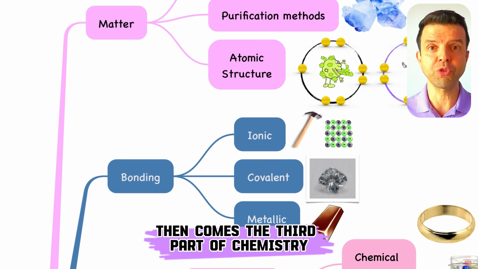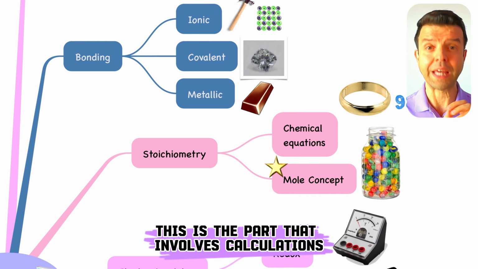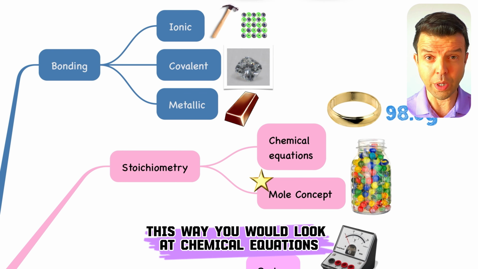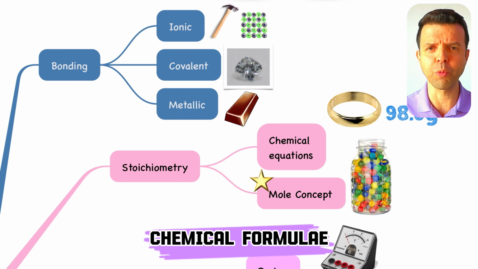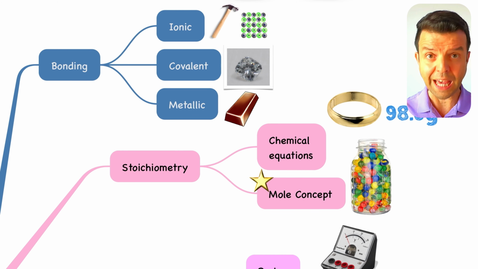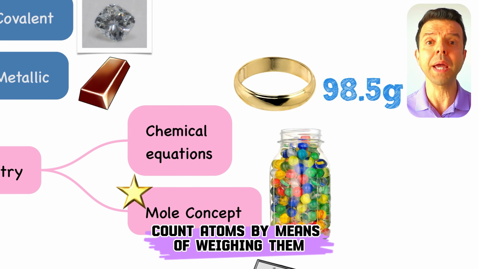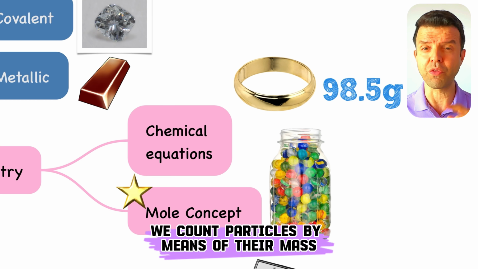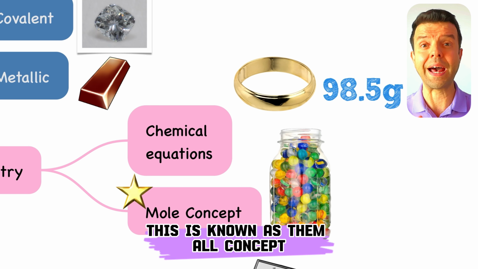Then comes the third part of chemistry. This is the part that involves calculation. So you have something called stoichiometry. Here you would look at chemical equations and how you'd write those chemical formulae. Plus you would learn how you would count particles, count atoms, by means of weighing them. In chemistry, we count particles by means of their mass or their volume. This is known as the mole concept.